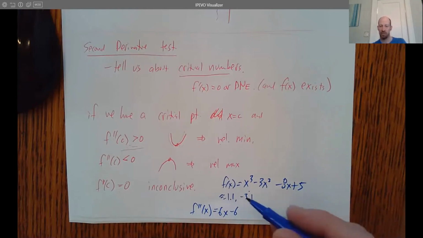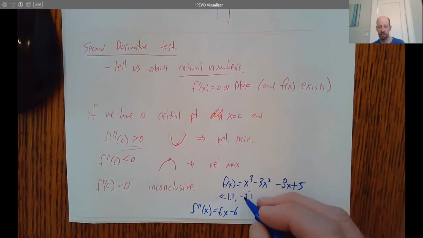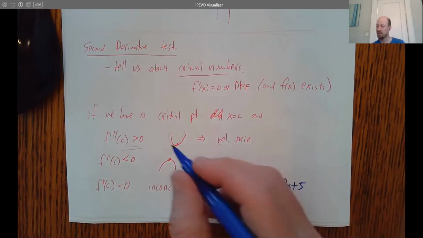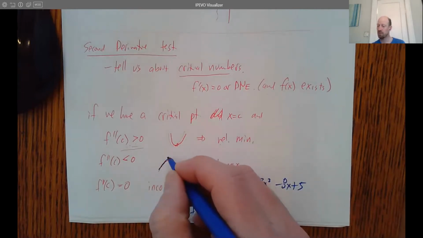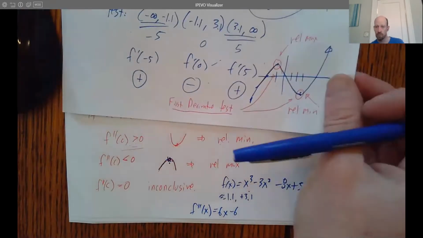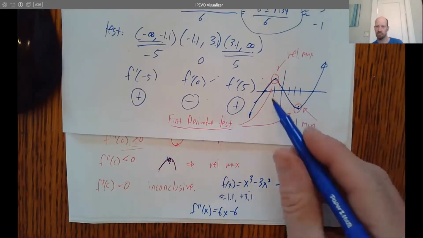And it's very easy to plug these in and see what I get. Oh, sorry, did I write that as a negative? That's a plus 3.1. So I put in a negative 1.1, that very definitely gives me a negative number, which is less than 0. Less than 0 means I have a relative maximum. And that's what we found when we looked at the graph.